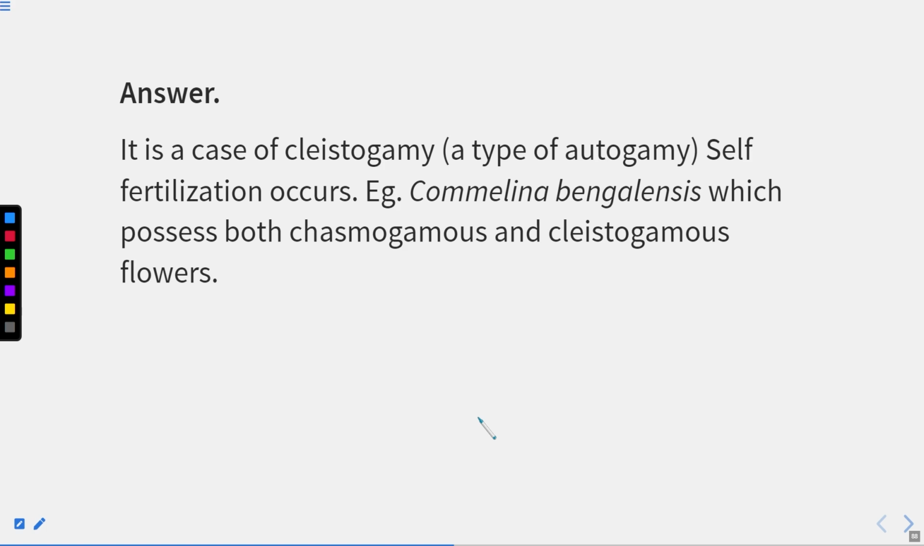Now there is one more type of pollination known as cleistogamy. Cleistogamy is also a type of autogamy, meaning it is self-pollination only. Here self-fertilization occurs. It is very similar to autogamy, meaning there is a transfer of the pollen to the stigma within the same flower. An example where cleistogamy takes place is Commelina bengalensis. This is a unique feature of this plant: both types of flowers are present, chasmogamous as well as cleistogamous. In the cleistogamous flowers, the pollination occurs by cleistogamy, which is a type of autogamy.